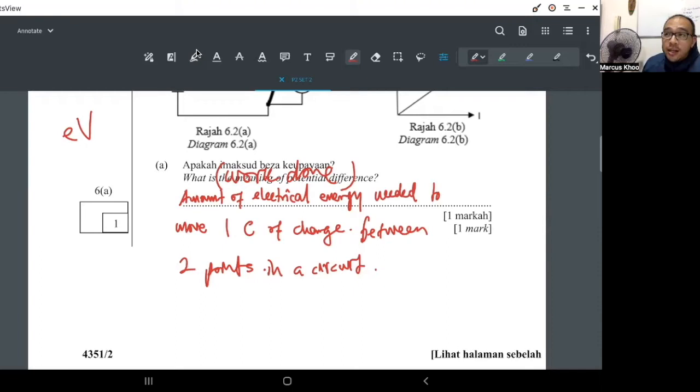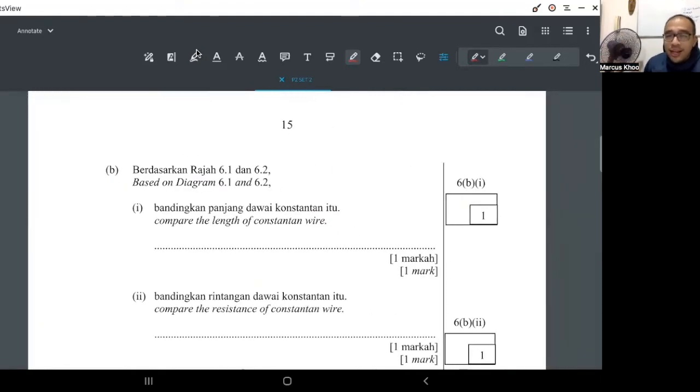At high level physics, we talk about potential difference. Let's say a waterfall. In a waterfall, there's actually a potential difference as well. That's where we get the potential energy from. There you can say work done. Either way, you can say work done. I just prefer to say amount of electrical energy.